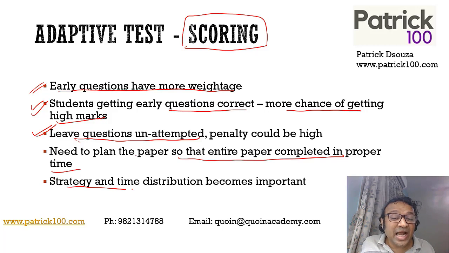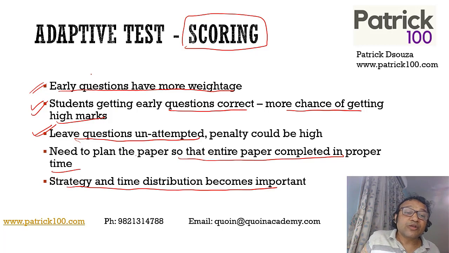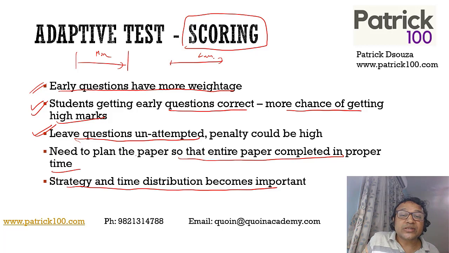That means strategy and time distribution become important. If you spend more time on the initial questions, you will get less time on the later questions, and you may not be able to complete the paper. That's one problem. The second problem is that getting less time for more difficult questions could severely impact you. So your time distribution has to be such that you know what you're aiming for. If you plan to get initial questions correct, the later questions will be difficult, and you need to have enough time to solve those difficult questions. That becomes important. All this will only come if you solve enough mocks for NMAT.